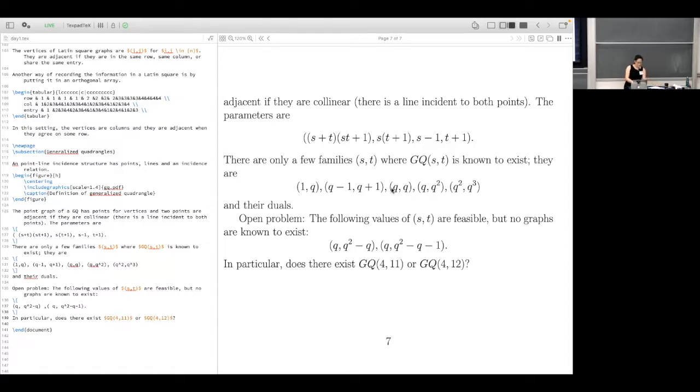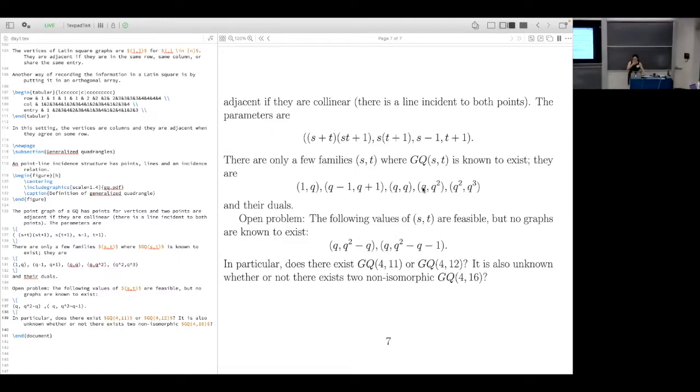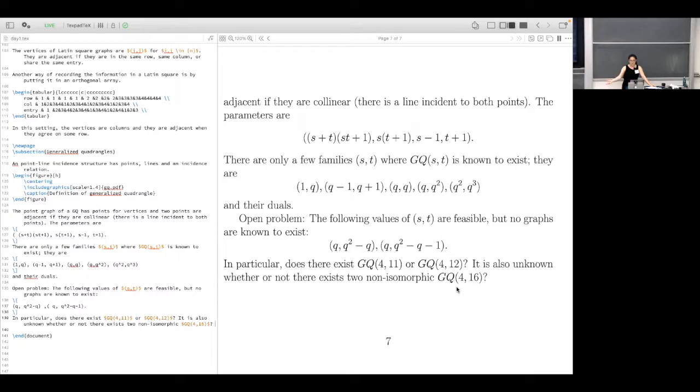So maybe another question is that from this, there does exist one GQ(4,16), and it's still open whether or not there exists a second one. It is also unknown whether or not there exist two non-isomorphic GQ(4,16). I believe the smaller orders, GQ(4,4) and GQ(3,9), are known to be unique. There is only one, belonging to whatever family it belongs to, and there's only one up to isomorphism. But for GQ(4,16), there is a construction that exists. 4 is after all a prime power, but we don't know if it's the only one.